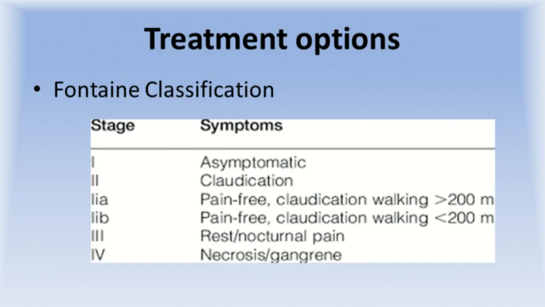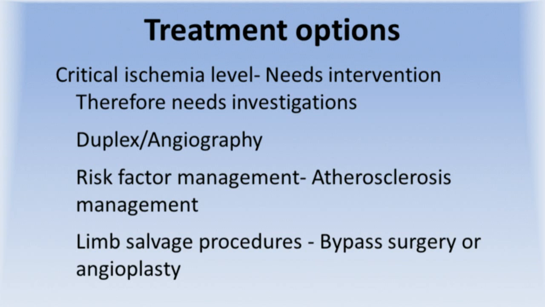Now the next step is treatment. What are we going to do as a treatment? First thing, we know that this is a critical ischemic limb. Therefore, we need some sort of intervention to salvage the limb. So we need to do some investigations like duplex scans, digital subtraction angiography, and decide whether we can offer him any surgery. And then the next thing is risk factor management.